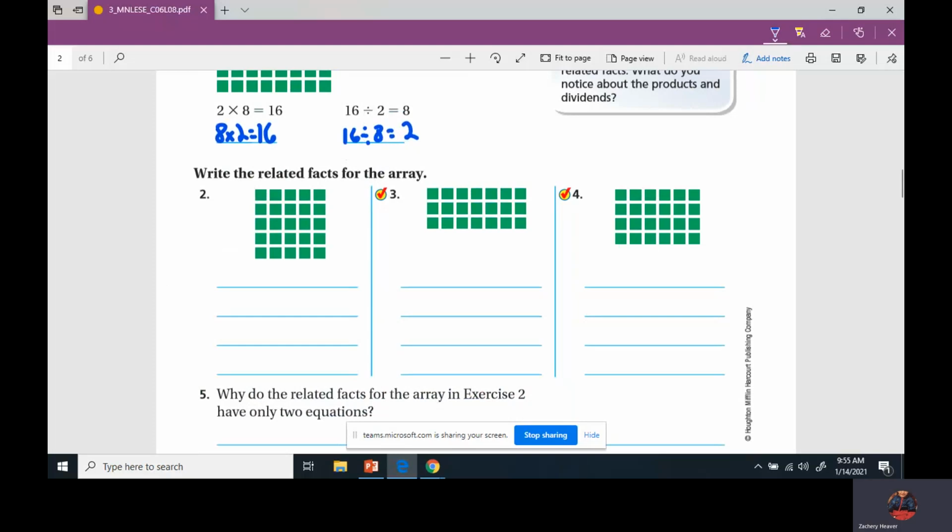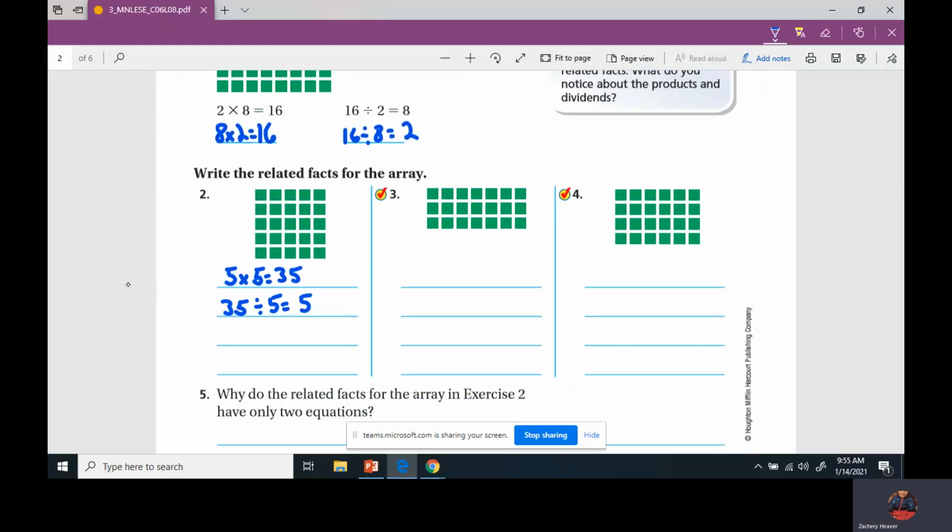Related facts. Let's do multiplication first. So 1, 2, 3, 4, 5. 1, 2, 3, 4. So we have 5 times 5. We just did this. 5 times 5. This one's only going to have 2. It's 35. And 35 divided by 5 is 5. If we switch any number, it's always going to stay the same. So that one only has 2.